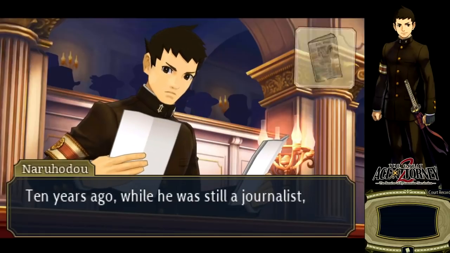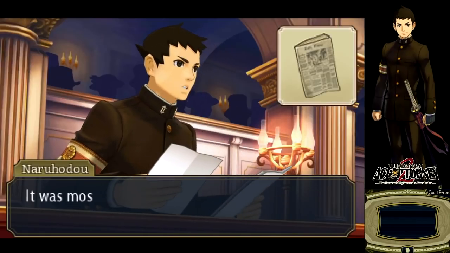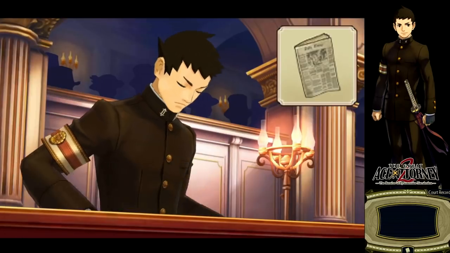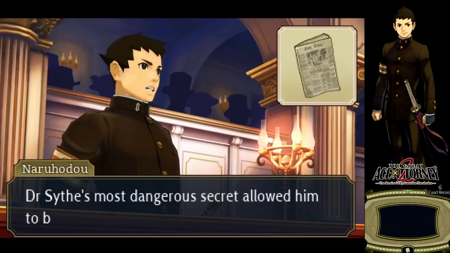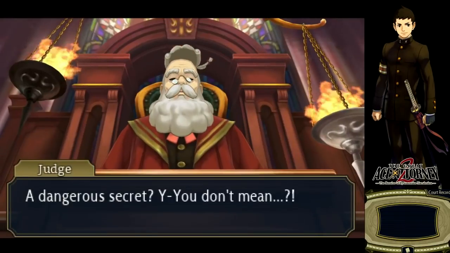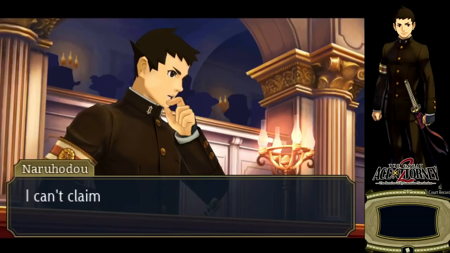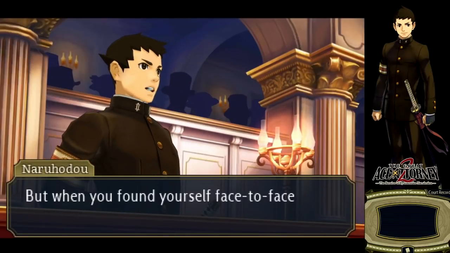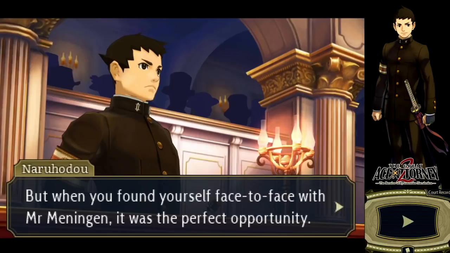10 years ago, while he was still a journalist, Mr. Medigan wrote this article. It was most likely in pursuit of information for his article that he stumbled upon it. Dr. Sith's most dangerous secret allowed him to blackmail her for 10 whole years. A dangerous secret? You don't mean... I can't claim to know everything that happened on that night of the execution. But when you found yourself face to face with Mr. Medigan, it was the perfect opportunity.